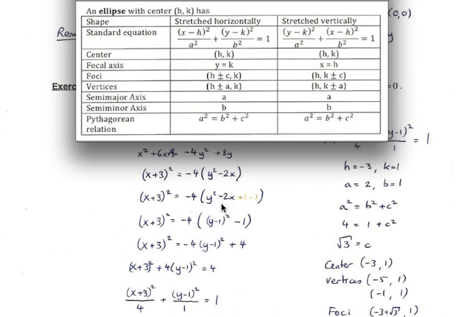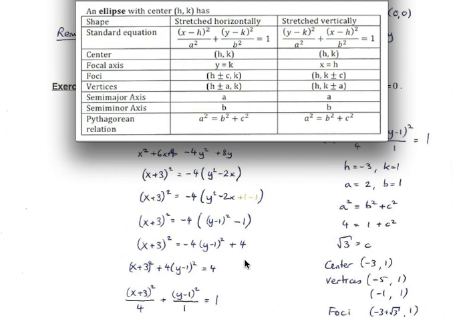Negative 4 times (y squared minus 2y). We add 1 and we subtract 1. This is completing the square. So now I have y squared minus 2y plus 1, which is equal to (y minus 1) squared. The negative 1 here is left over. It stays there. And we don't want to have it inside the parenthesis, so if I distribute the negative 4, I'll have negative 4 times (y minus 1) squared plus 4.